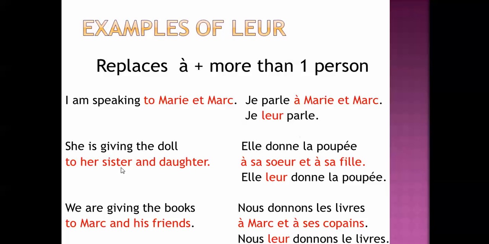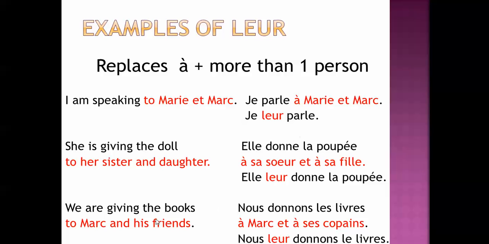She is giving the doll to her sister and daughter. So we're going to replace to her sister and daughter. Elle donne la poupée à sa sœur et à sa fille. She gives it to them. Elle leur donne la poupée.